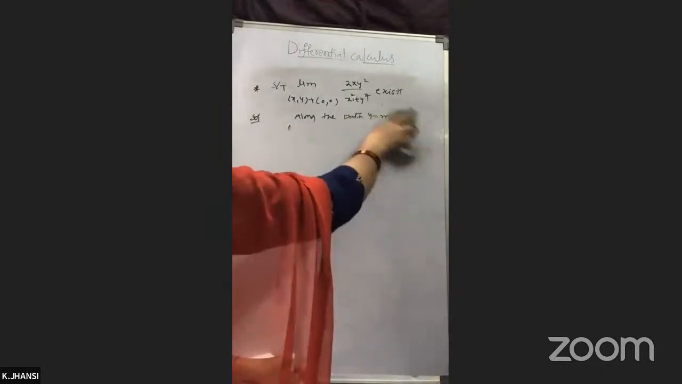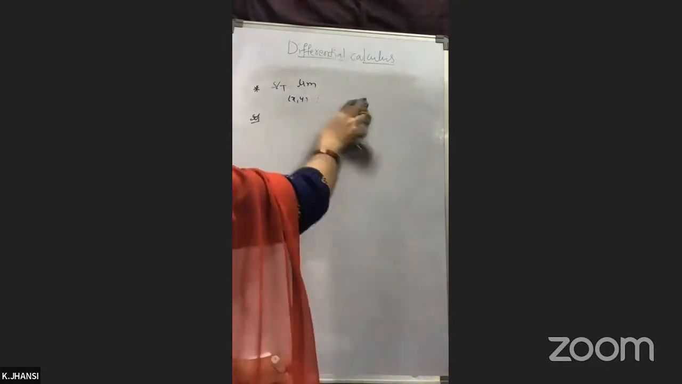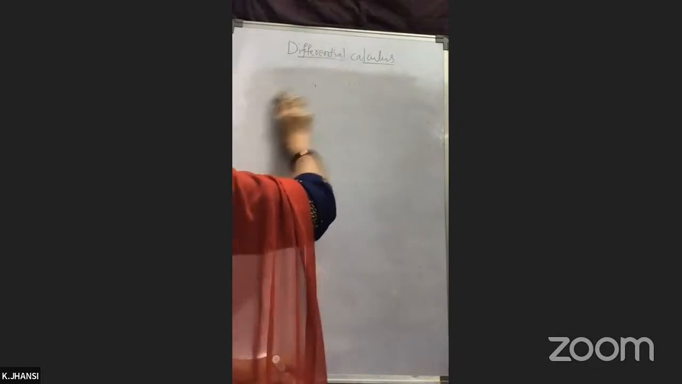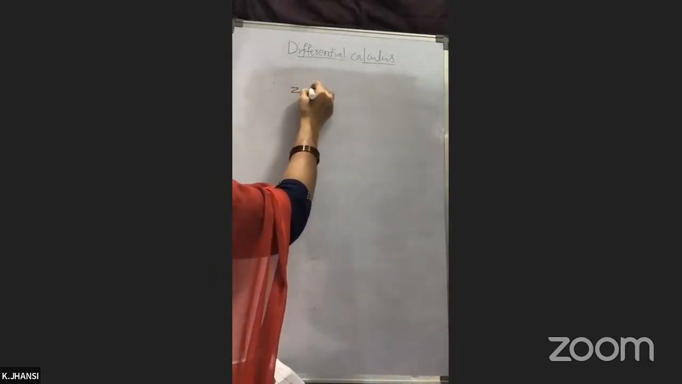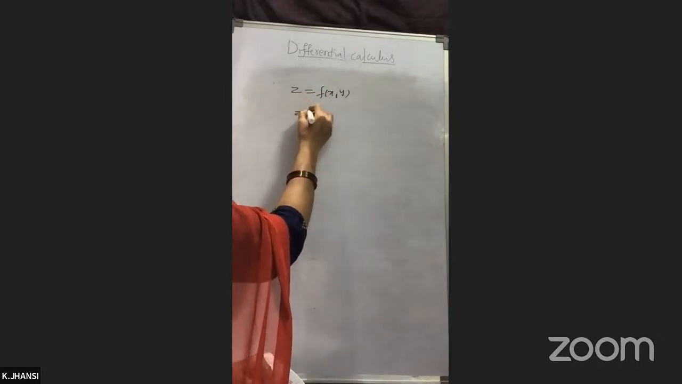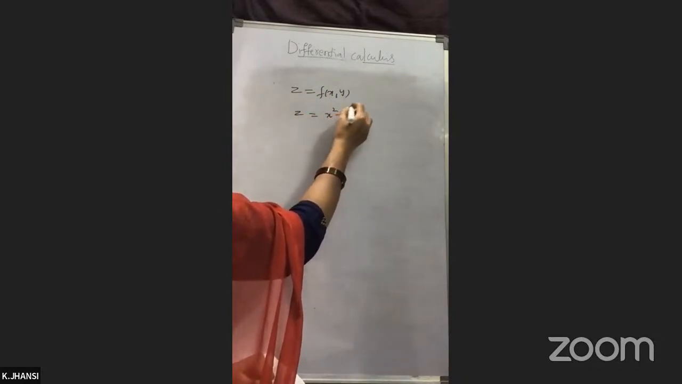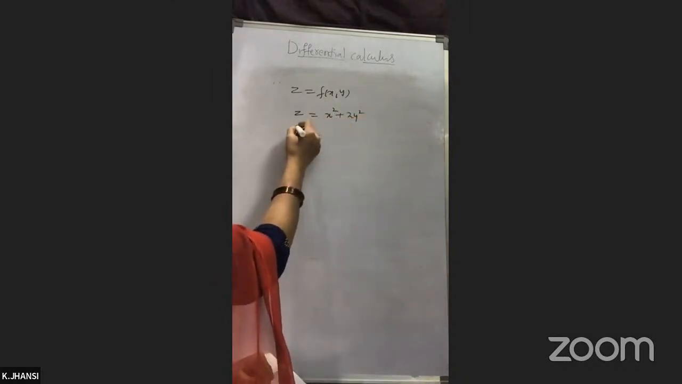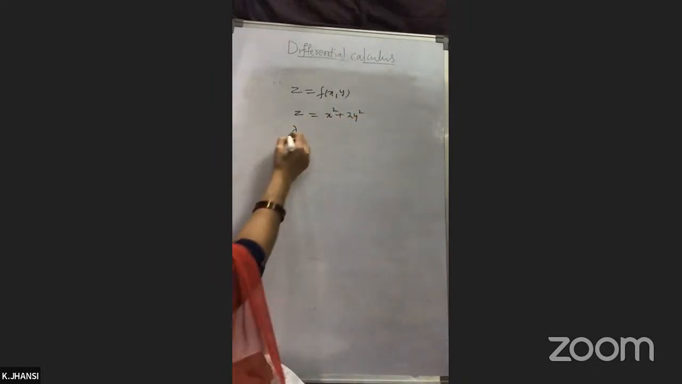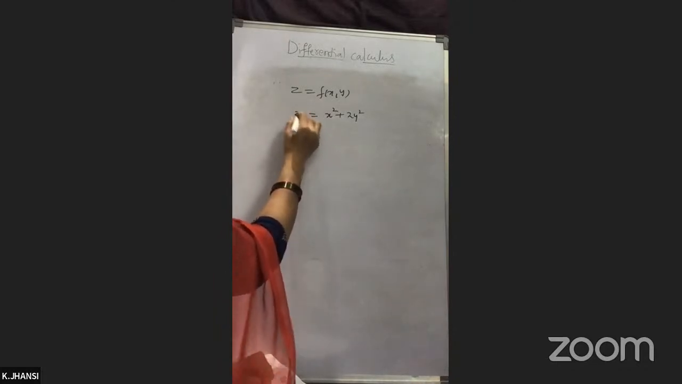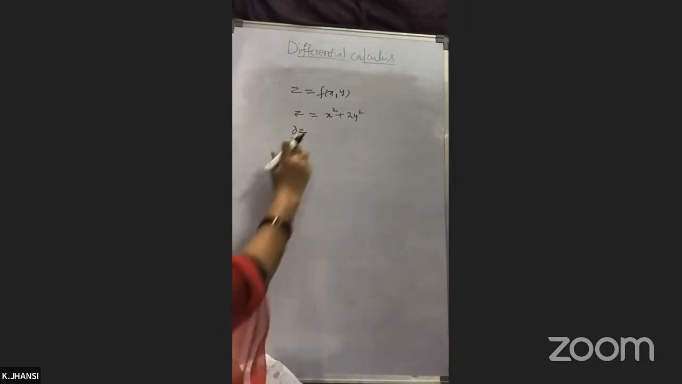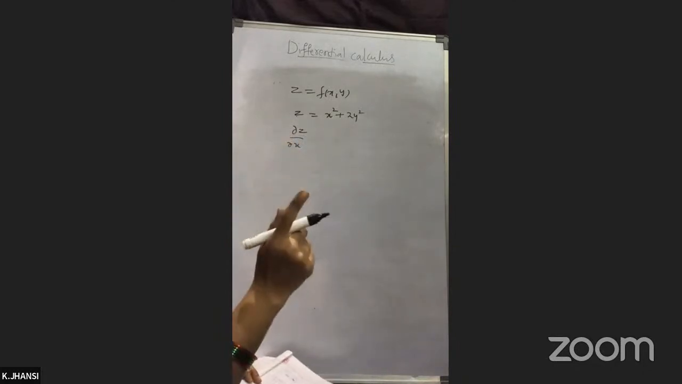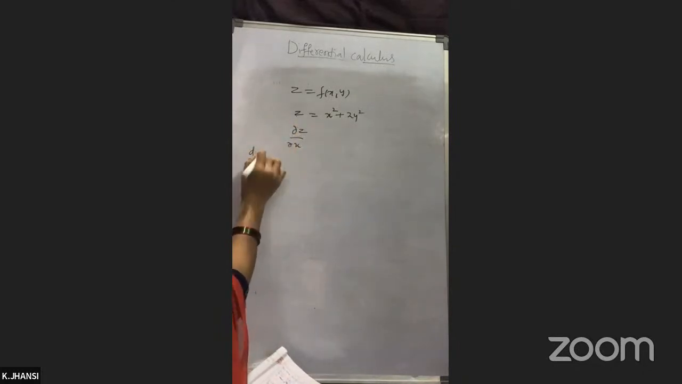Next, we'll go to the partial derivative. We already know the concept: z is a function of independent variables, in the form f of x comma y. If we take z equals x square plus 2y square or anything, the first representation of partial differentiation is dou by dou x of the function z. Dou represents partial differentiation. Remember that d represents normal differentiation.